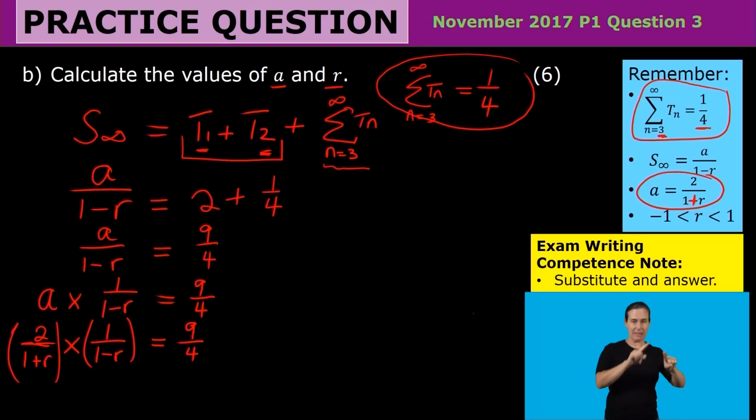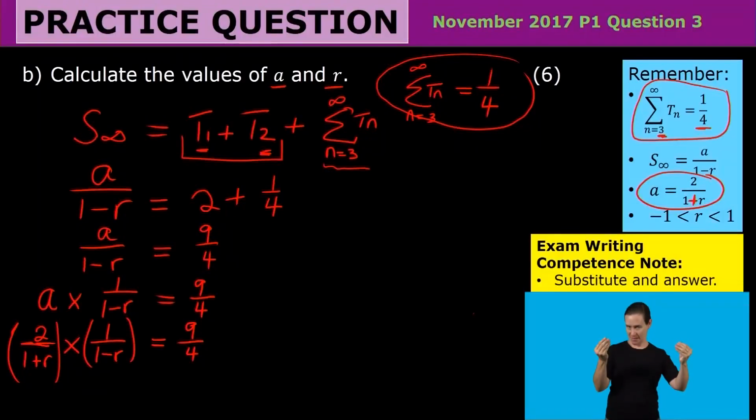That means we are going to multiply these two fractions together. And remember, when we are multiplying fractions, the numerator is multiplied by the numerator and the denominator is multiplied by the denominator. So this is going to be 2 multiplied by 1, which is 2, divided by, when we multiply 1 plus r with 1 minus r, that might remind you of a difference between two squares, 1 minus r squared, and that is equal to 9 divided by 4.